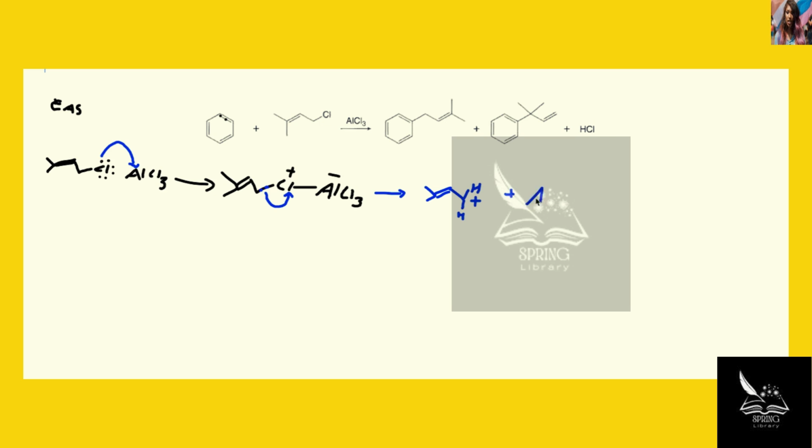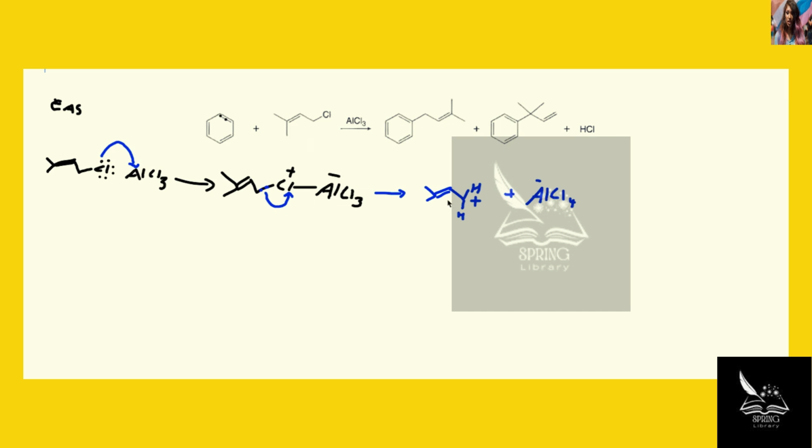plus your conjugate base, AlCl4 minus, and now we have this primary carbocation that our nucleophile can react with.